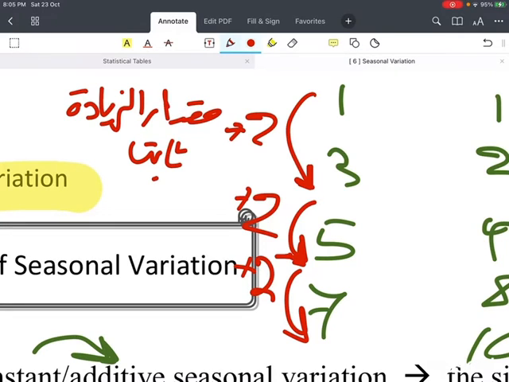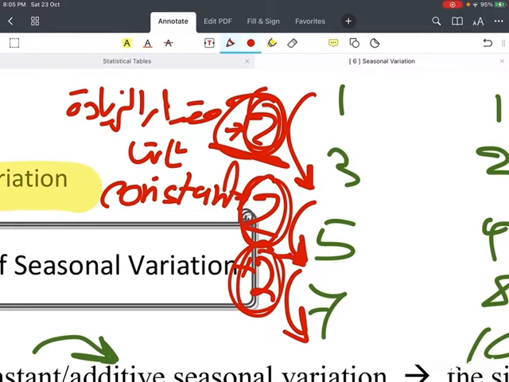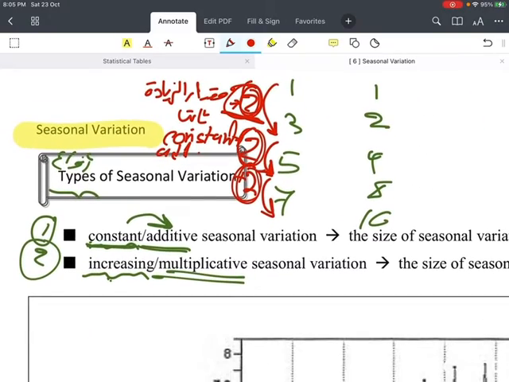So we are increasing by 2. We add 2, so it is additive. And this 2 is constant. How did I know it is constant? Because 2 doesn't change. And how do we know it is additive? Because each time we add this constant 2. That's why we say that it is constant or additive, because we add a constant.